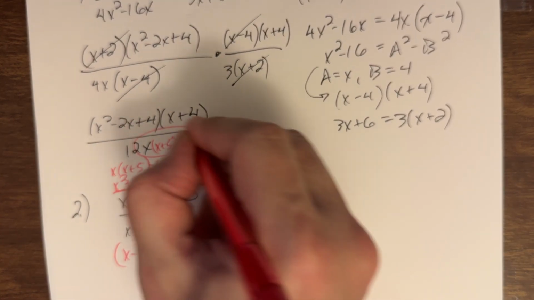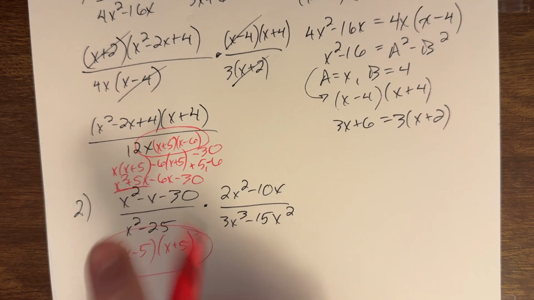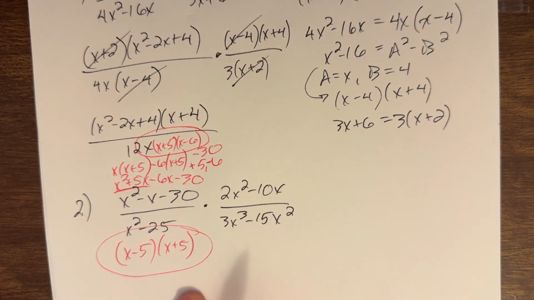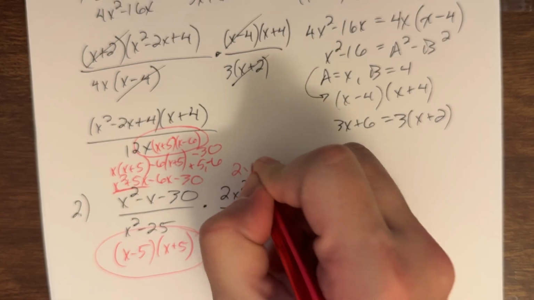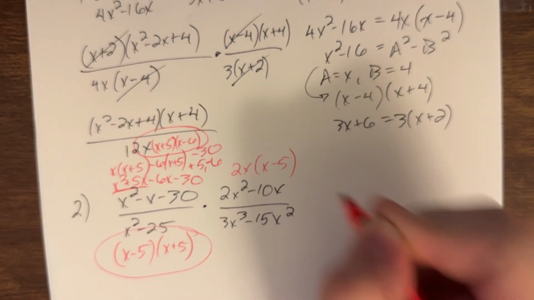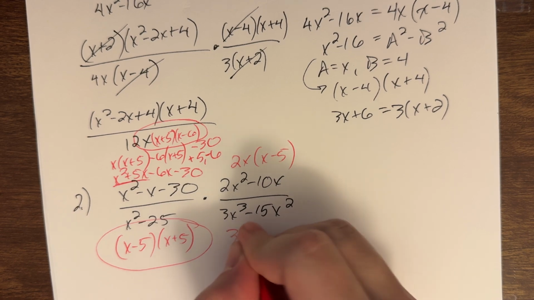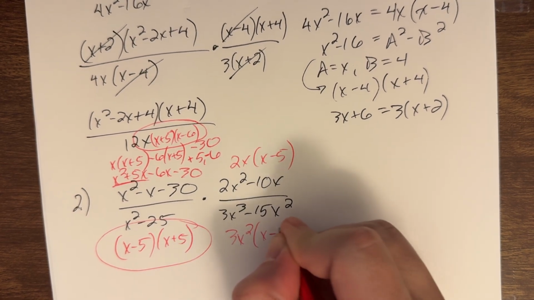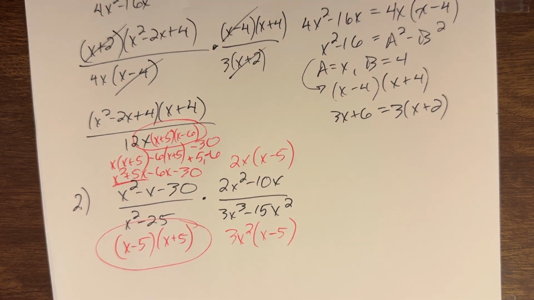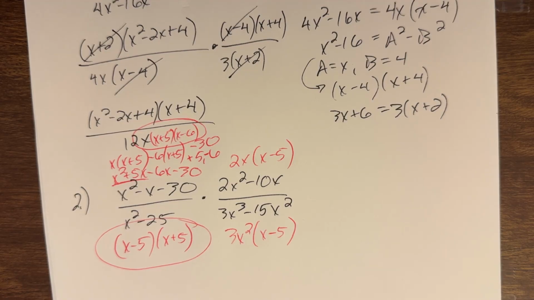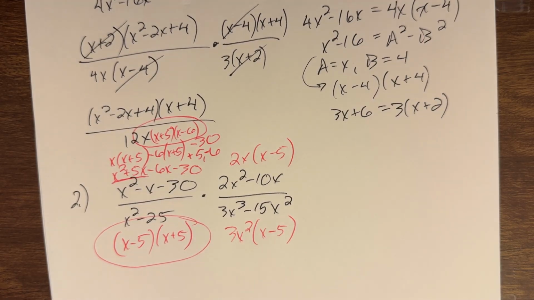I've got this upstairs, this downstairs in this first fraction. Over here, nothing too crazy. A 2x comes out, x minus 5 left behind. And then down here, a 3x squared will come out, x minus 5 left behind. I've got a lot of options here, but it's still about just canceling those common factors.